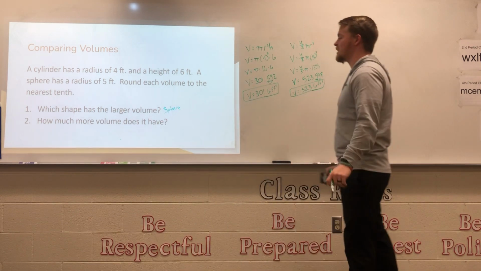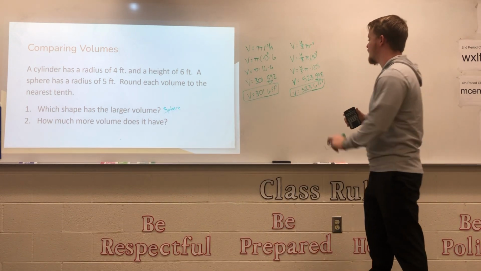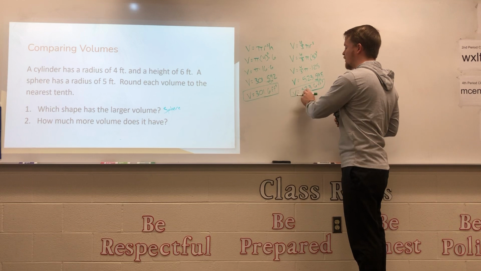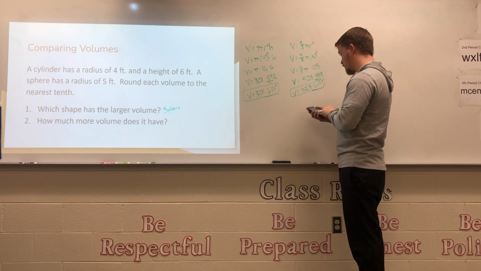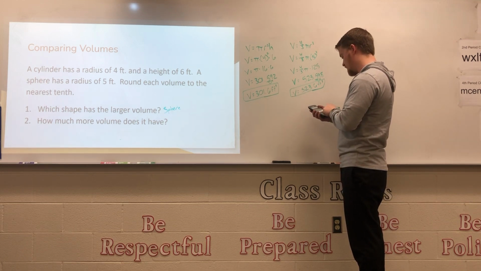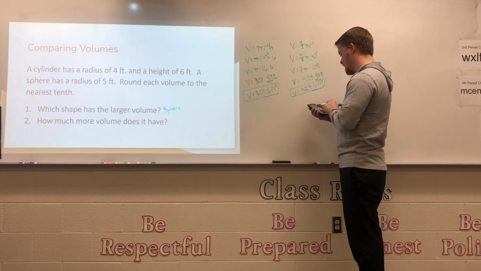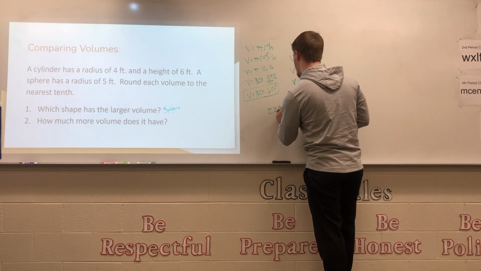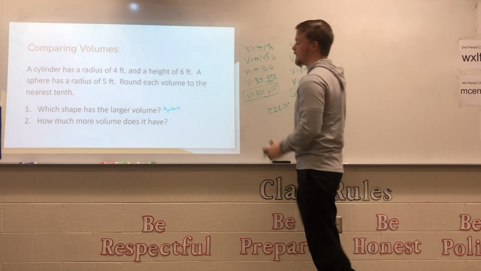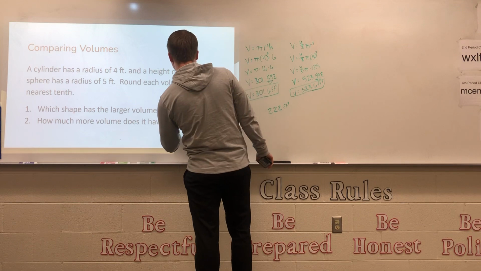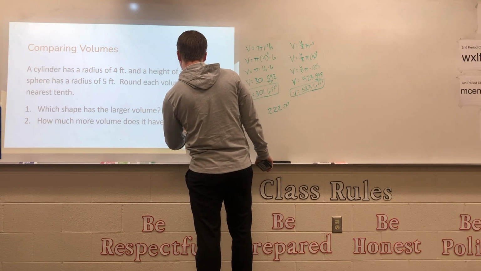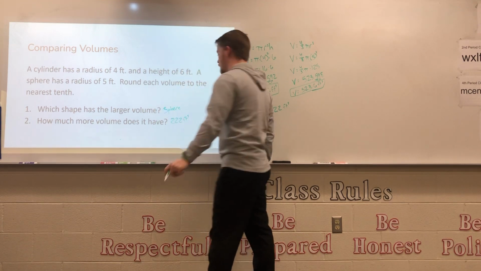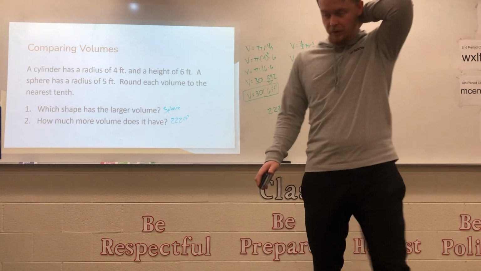How much more volume does it have? So obviously to do that, we just have to subtract our volumes. So, I'll do 523.6 minus 301.6, and that will give me 222 feet cubed. So, how much more volume does the sphere have? It has 222 feet cubed more volume than the cylinder.